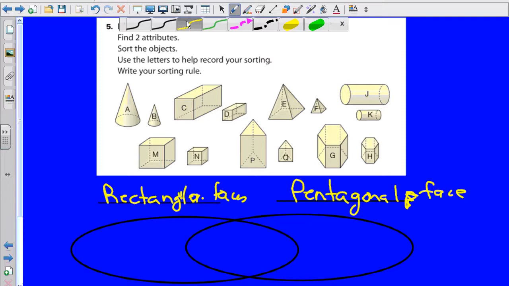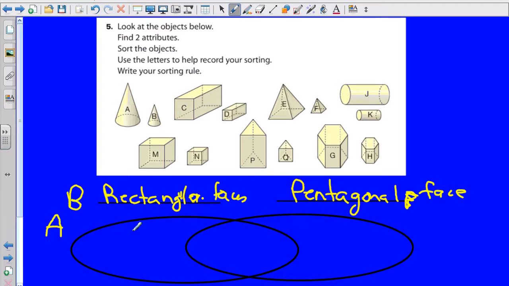Start with A. Does A have a rectangular face, a pentagonal face, both or neither? Where do you think A goes? Good job. A's on the outside. B. Good job. B's on the outside. C. Where does that go? Good job. D. E. It kind of depends on how you made your rule. Is your rule having at least one rectangular face? Then where would it go? We'll assume it has to have one rectangular face to get into that rule, that area. So that means E goes there. Okay. What about F?